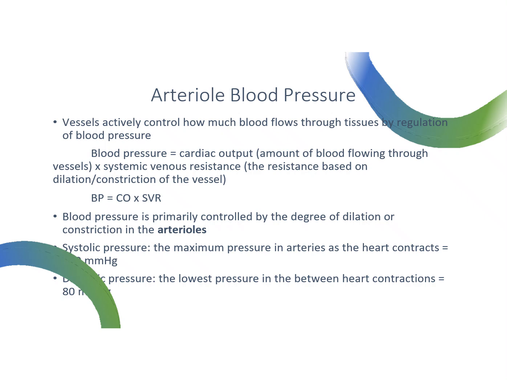Now let's talk about the two numbers we see in a blood pressure reading. Systolic pressure is the maximum pressure in the arteries when the heart contracts. In a healthy adult, this is around 120 mmHg. This pressure reflects how forcefully blood is being pushed into the arterial system. Diastolic pressure is the lowest pressure between heartbeats, usually around 80 mmHg. This tells us how much resistance remains in the system when the heart is relaxed, again pointing us back to arterial tone.